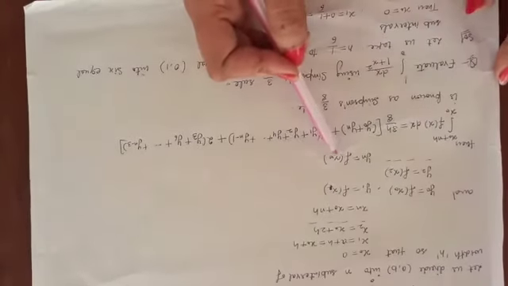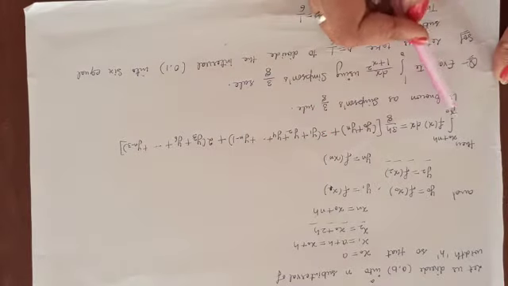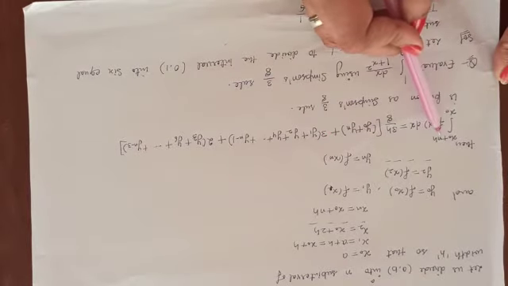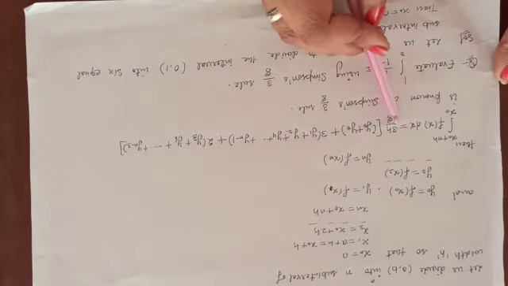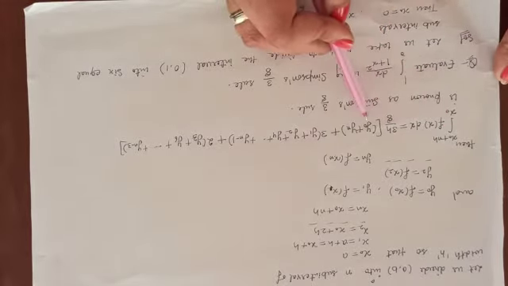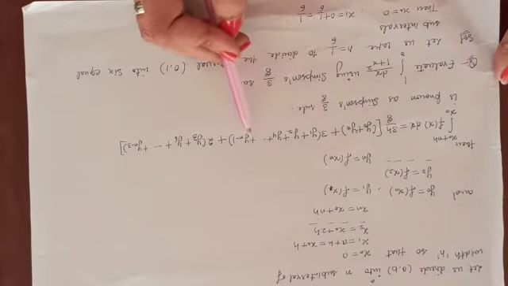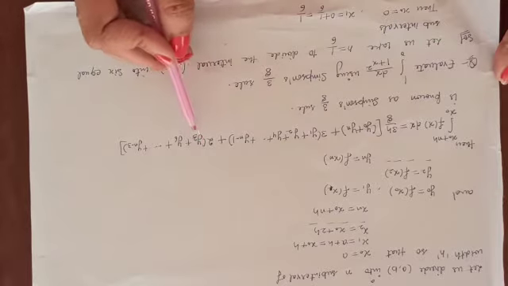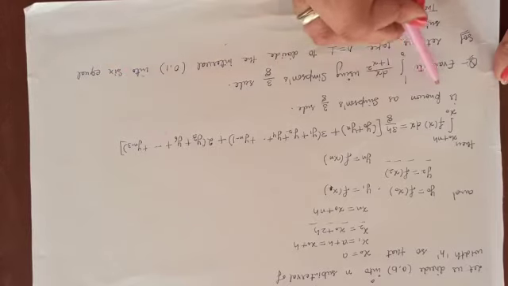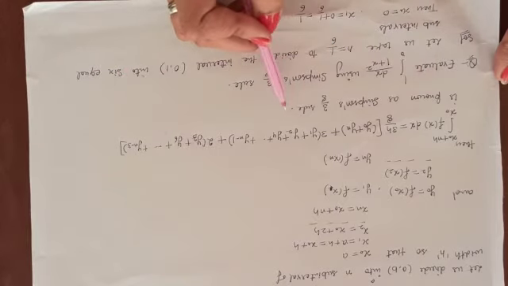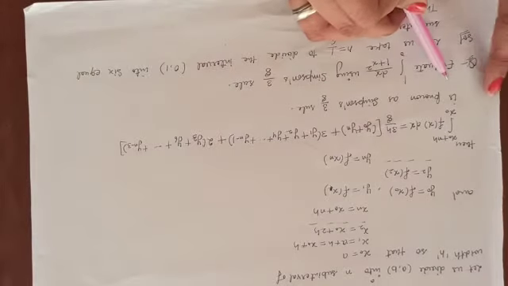Hence, the formula that we call Simpson's 3 by 8 rule is the integration from a to b, or you may say x naught to x naught plus nh, of f of x dx, equals 3h by 8 times [y naught plus yn plus 3 times (y1 plus y2 up to so on yn minus 1) plus 2 times (y3 plus y6 up to so on yn minus 3)]. This is known as Simpson's 3 by 8 rule.